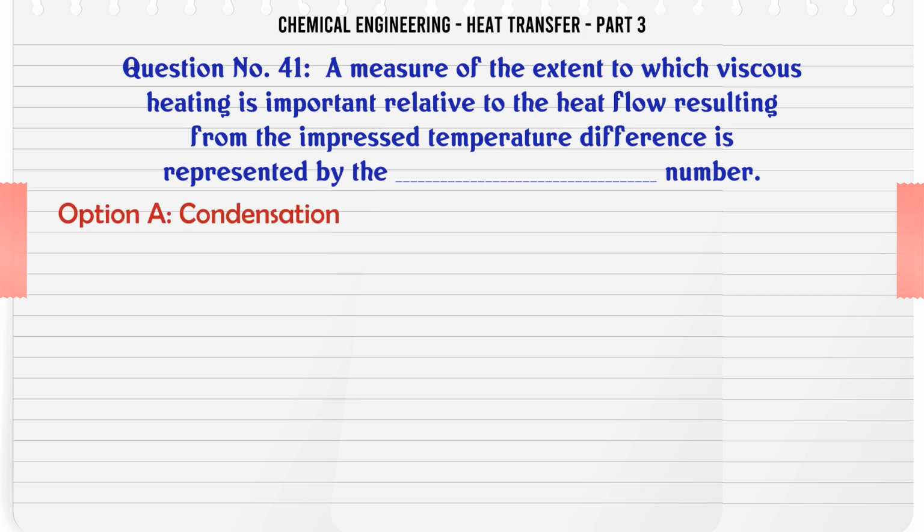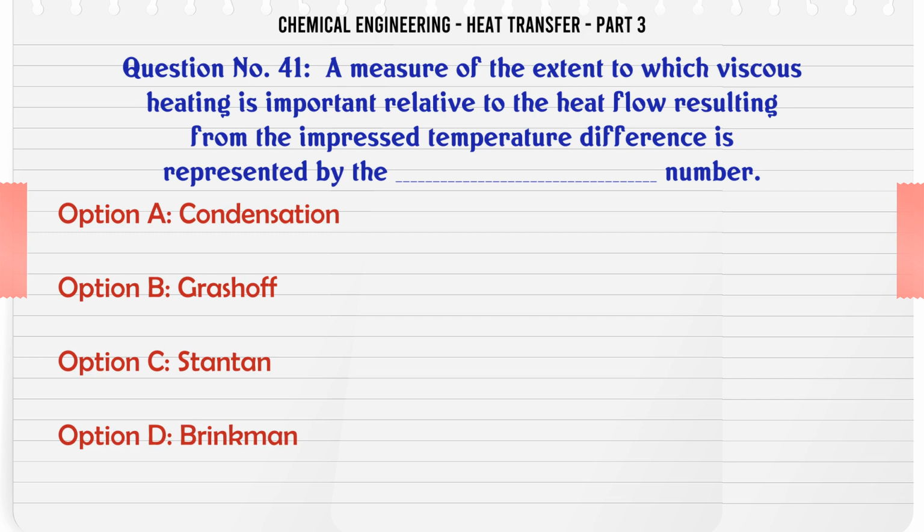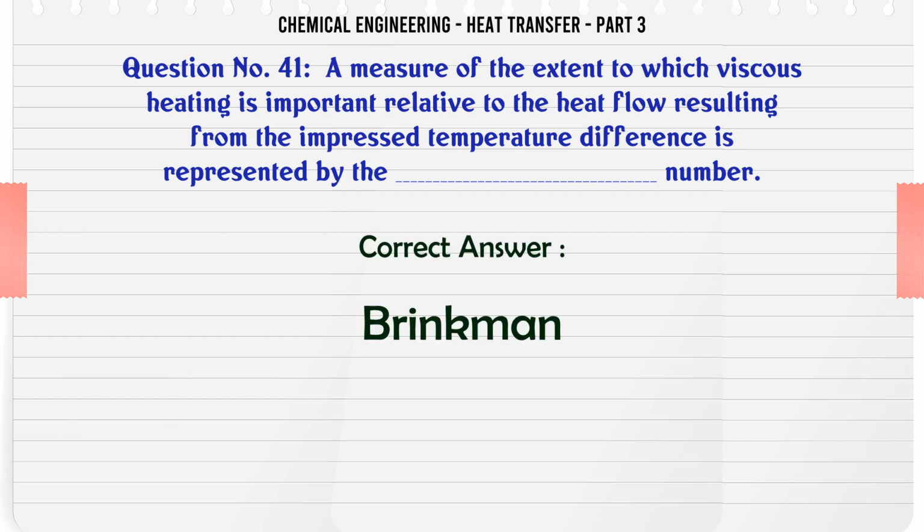A measure of the extent to which viscous heating is important relative to the heat flow resulting from the impressed temperature difference is represented by the number A. condensation, B. Grashof, C. Stanton, D. Brinkman. The correct answer is Brinkman.